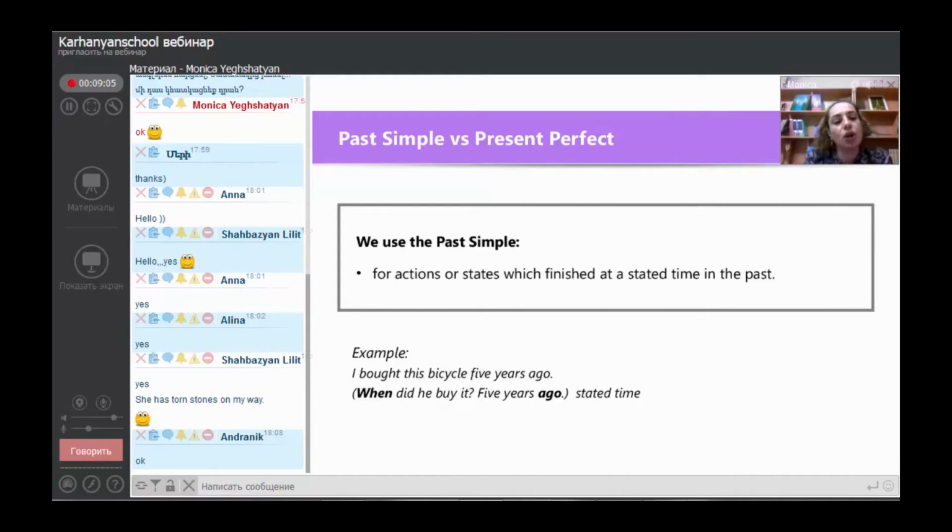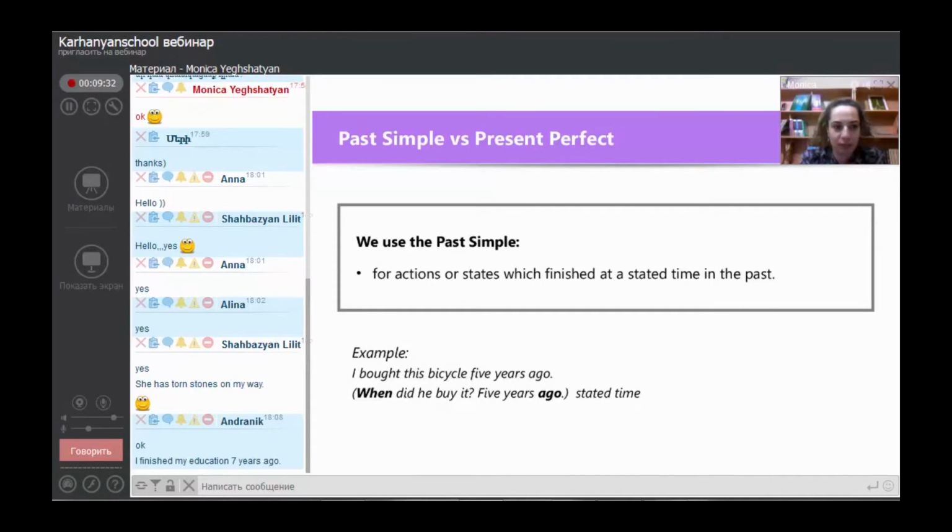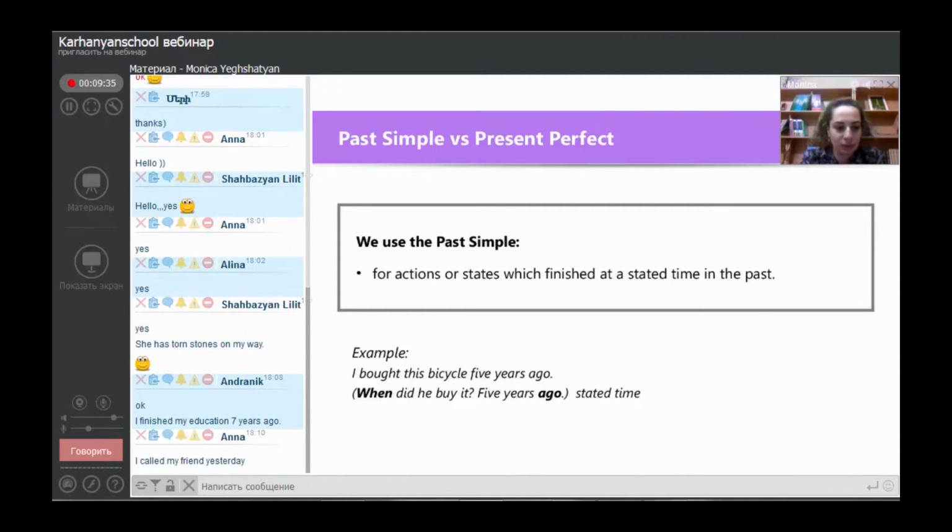Can you write your own examples? Please be active. Though the weather is bad, let's be active. Don't let the rain spoil our mood. Yes, Andronik, you're right. Yes, Anna, good. Let's move on.